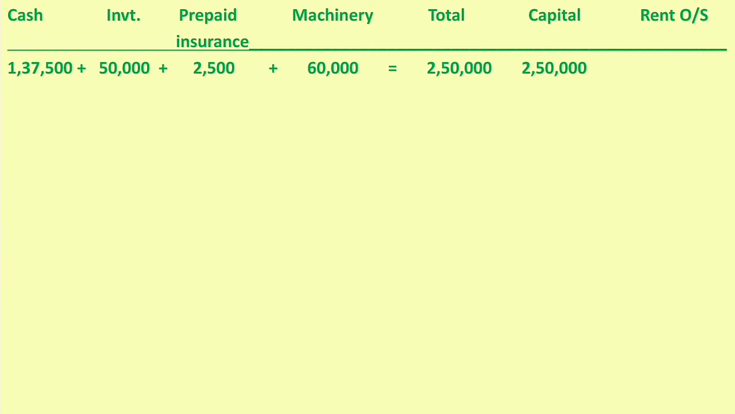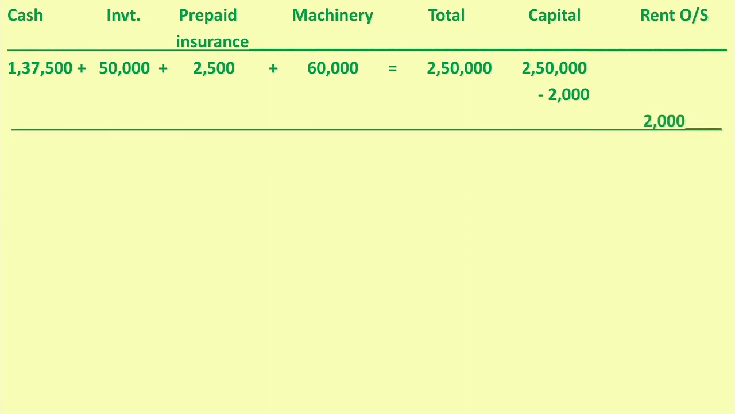Rent is an expense and we know that all the expenses will finally affect the proprietor. So we can deduct the amount from capital. Then minus 2000 in capital column. Here it is due but not paid. It is a payable amount. All payable amounts are liabilities. So we can show it in the liability column, here in the rent outstanding column. Then 2000 in rent outstanding.